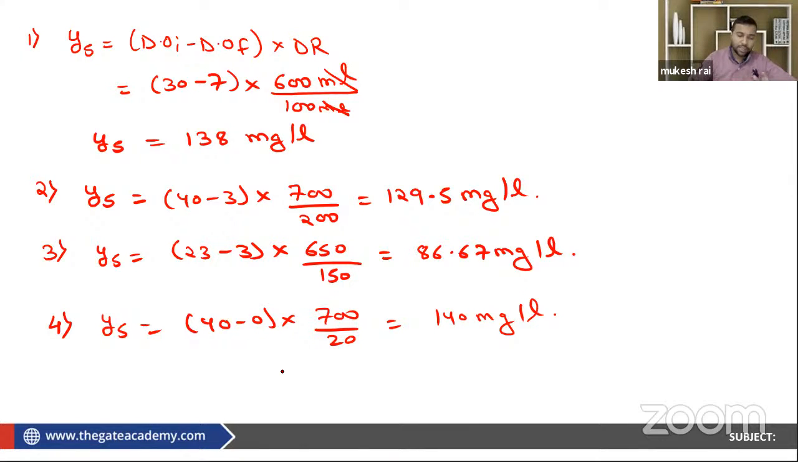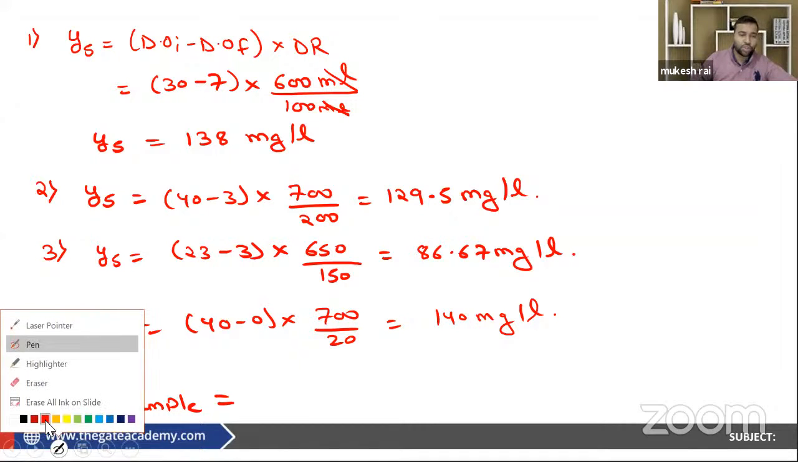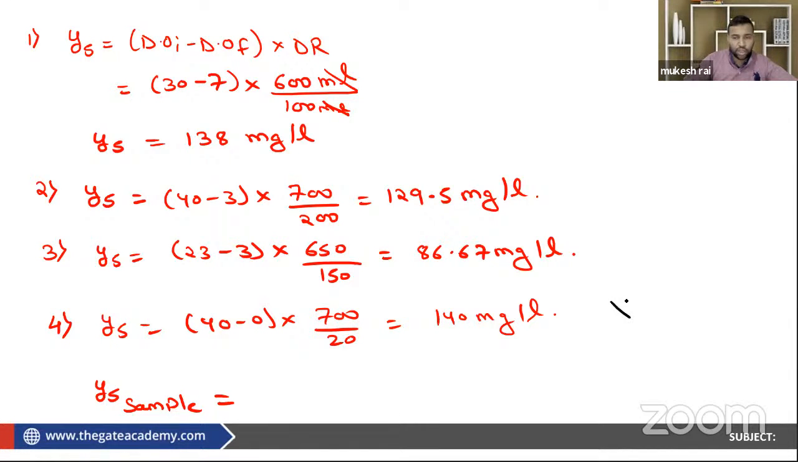Now we have to find the 5 days BOD of the sample, that is Y5 of the sample. So what we have to take? We have to take the average of all these values. But we will not consider the fourth sample. Why? Because its final DO is 0. And if its final DO is 0, we will not have any idea about when the final DO became 0, after the first day or after second day or after third day or after fourth day or 50th day. So we don't have any idea about the final BOD. That's why whenever the final DO is 0, we will not consider that case, because it is not a practical case.